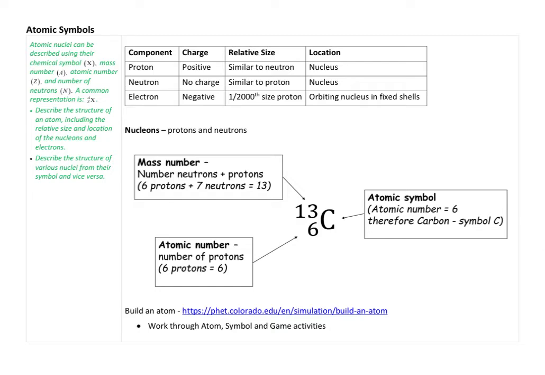If you haven't already, I would like you to go to this link. I'll put the link up, or you can get the link from the notes, or I'll put it up on Teams as well. In that link, you'll see 3 activities: the atom, the symbol, and then some game activities. I'd like you to work through those, just to get really familiar with this notation and the structure of an atom and what we mean by atomic number, mass number, etc.